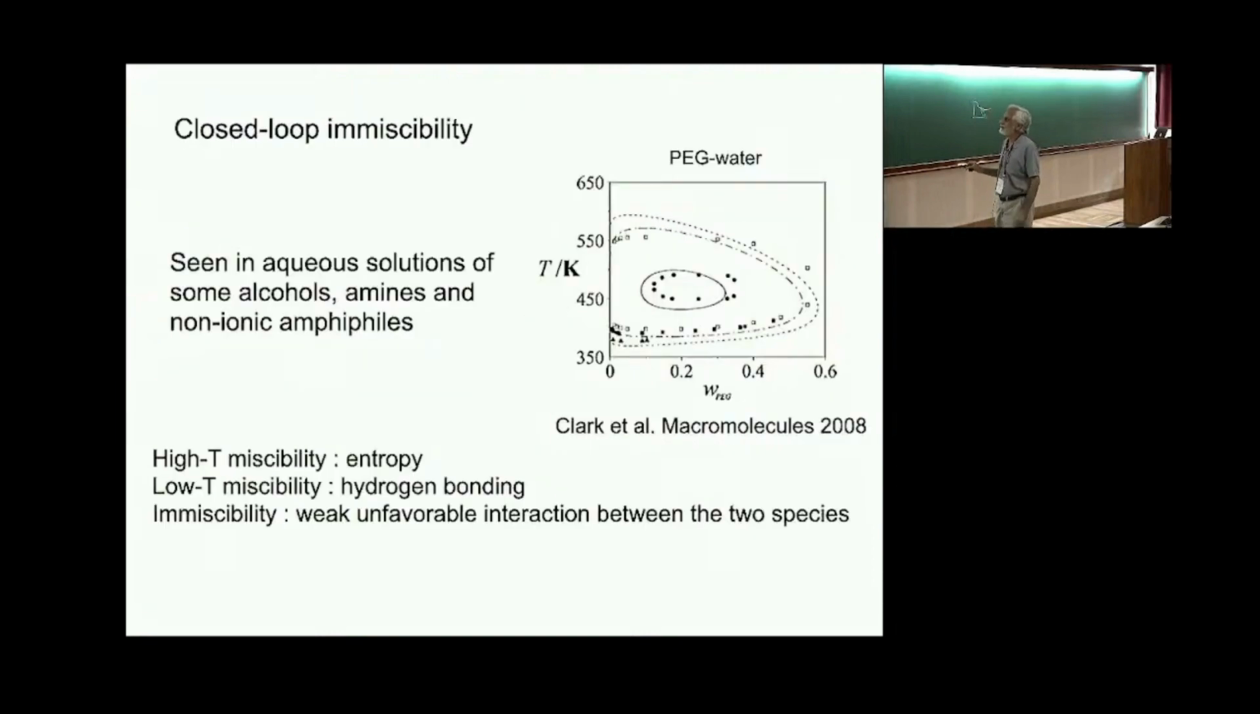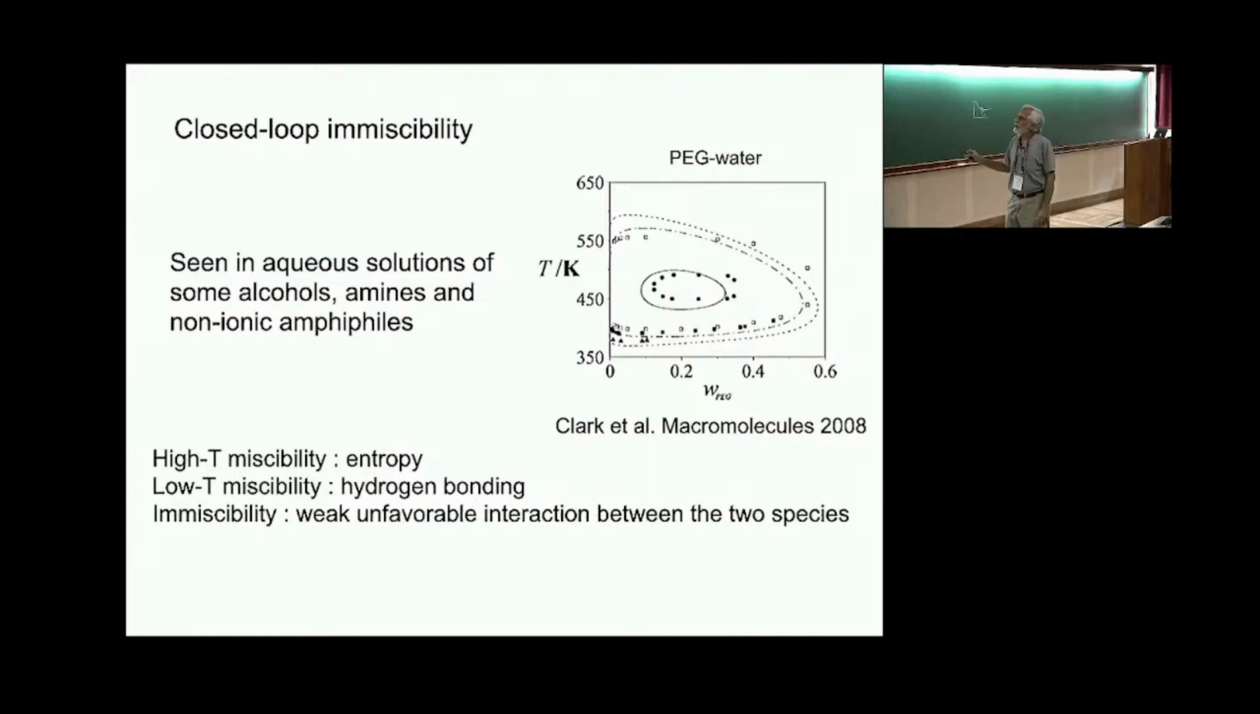Now, closed loop immiscibility is a well-known thing in many binary systems. For example, aqueous solutions of alcohols, amines, and some non-ionic amphiphiles are known to show this. This is a phase diagram of PEG and water, and you see that there is a closed region in which there are two phases coexisting, and as you change the molecular weight of the polymer, you get these different regions.